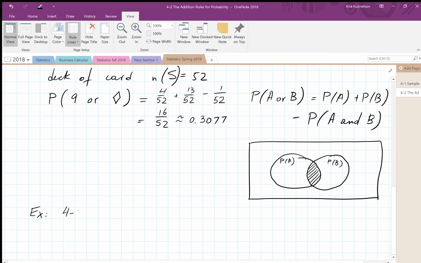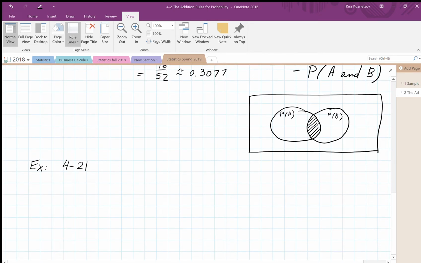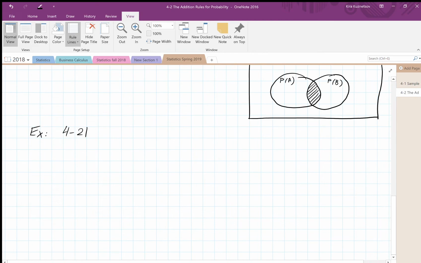The example is 4-21. In a hospital unit, there are 8 nurses and 5 physicians. 7 nurses and 3 physicians are female. If a staff person is selected, find the probability that the subject is a nurse or a male. So, in order for us to see what is going on in here, the best scenario is to draw a two-way table. A two-way table will help us along the way in Chapter 4 and really throughout the semester. We'll see those again at the end of the semester in Chapter 11.